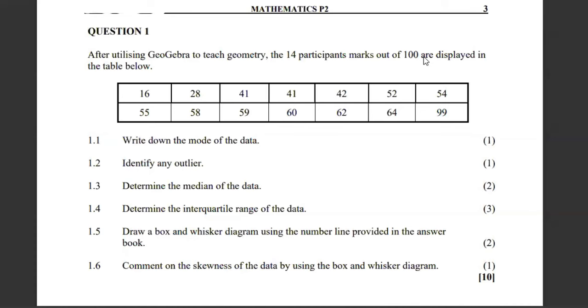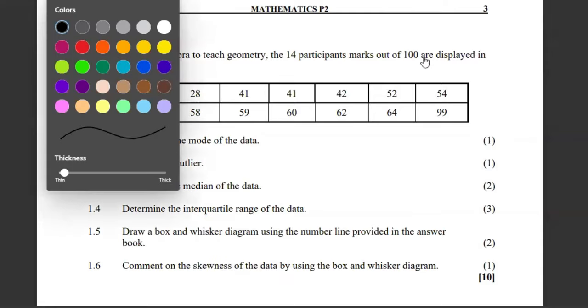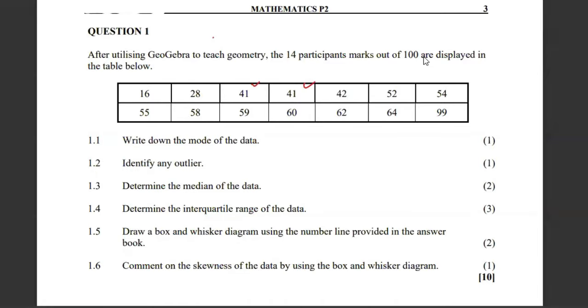1.1, they're asking us to write down the mode of the data. We know that the mode is basically the number that appears the most. In this case, the number that is appearing more than the rest of the data pieces is just a 41. And then 1.2, identify any outlier.